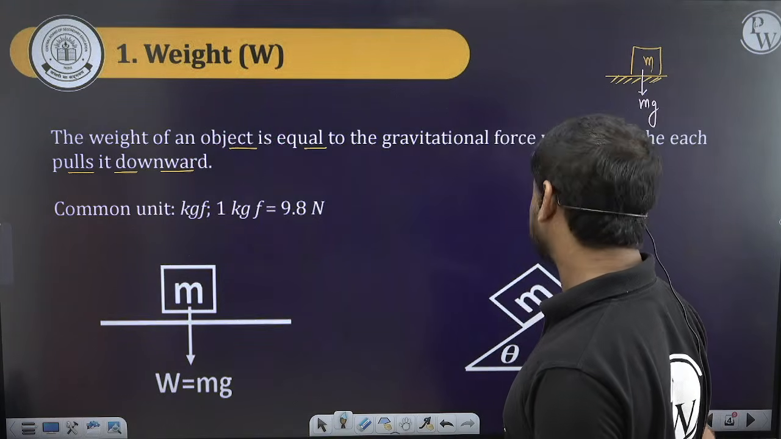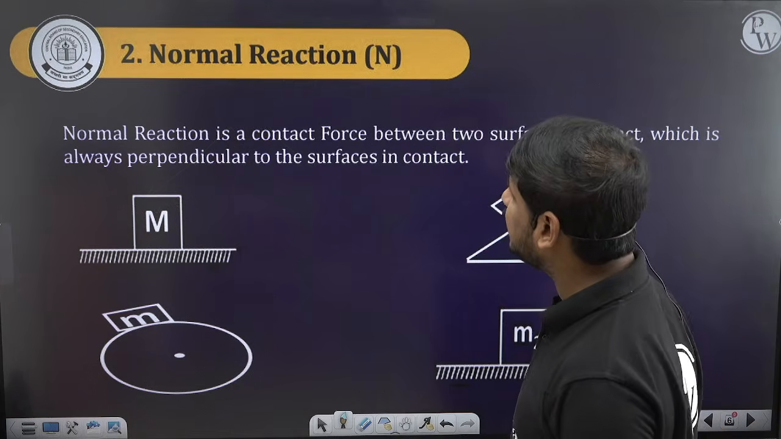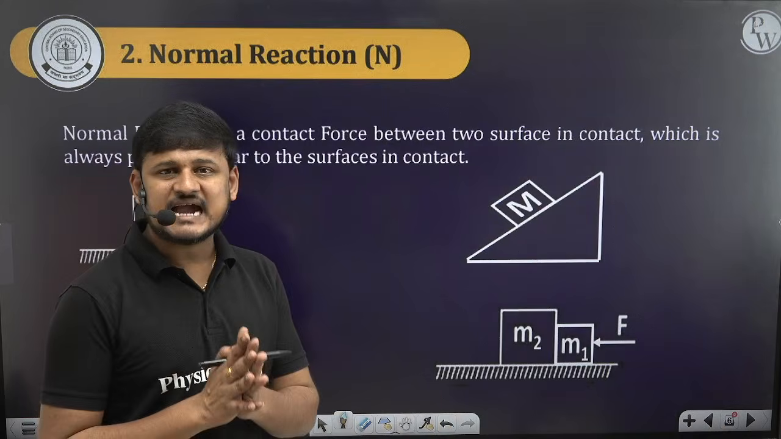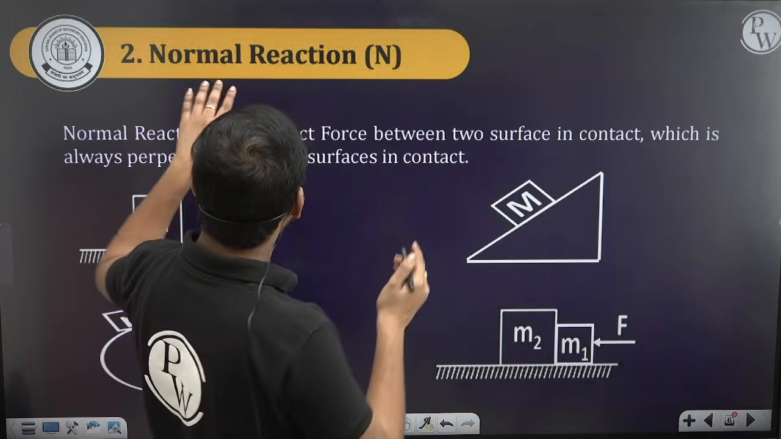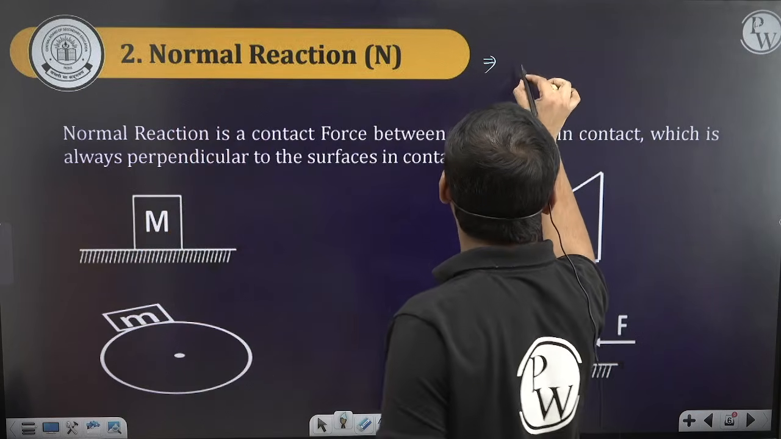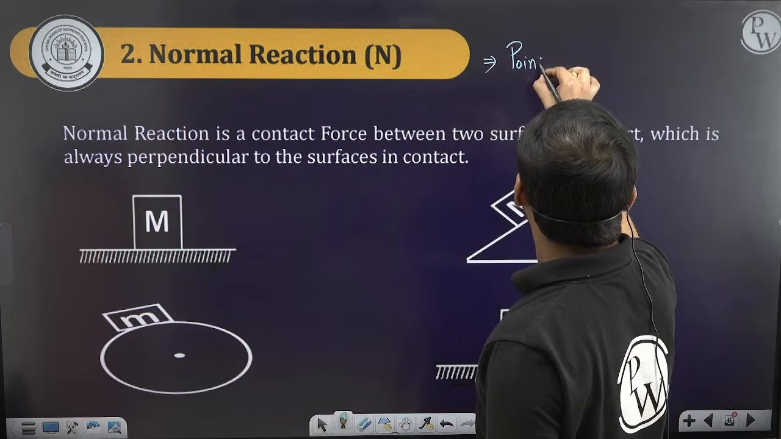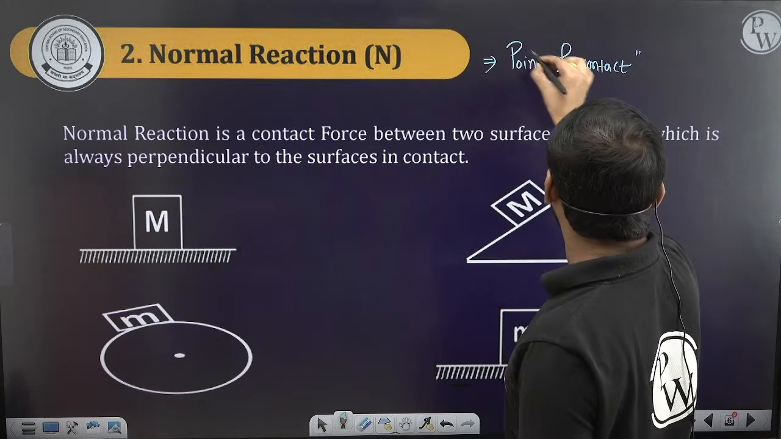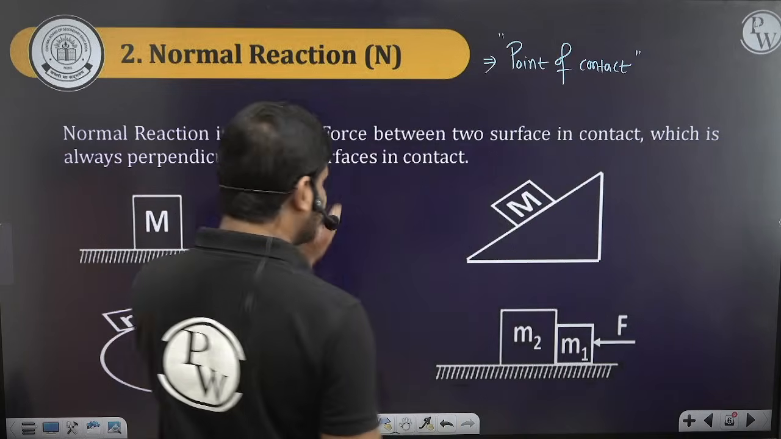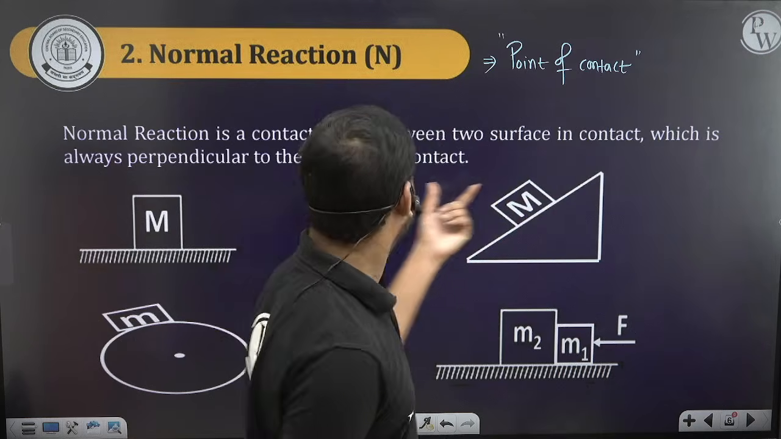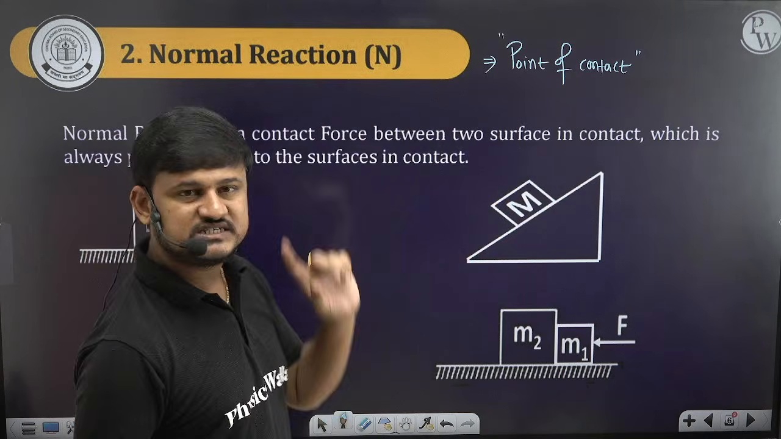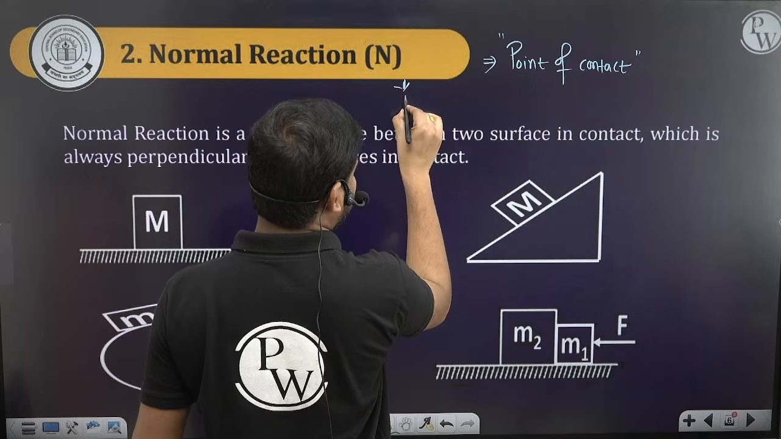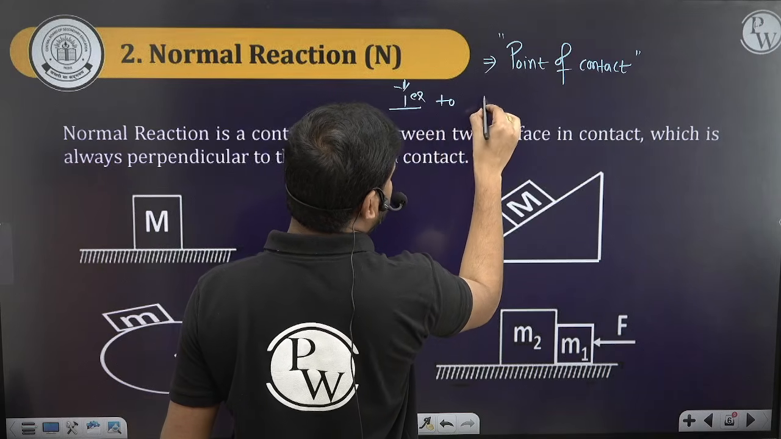Now, next we have the normal reaction. The normal reaction, or the normal force, acts perpendicular at the point of contact. This exists whenever there is a point of contact. Whenever there is a point of contact, the normal reaction will exist at that point. Normal reaction is a contact force between the surfaces in contact, which is always perpendicular to the surfaces in contact. So this normal force will always be perpendicular to the surface.